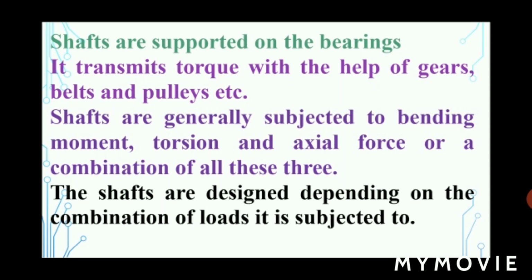Already you know the bending equation. What is the bending equation? M by I equal to sigma by y is equal to E by R. That is the bending equation. Already you know the torsion equation also, you know the derivation and the equation. What is the torsion equation? T by J equal to tau by R equal to G theta by L.